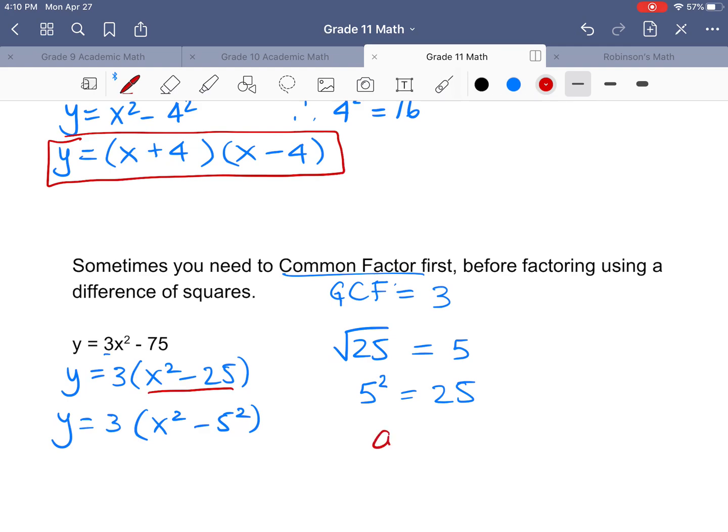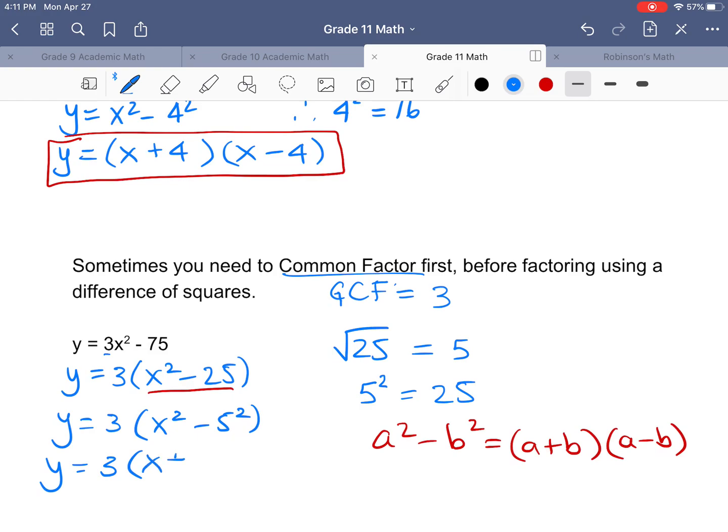So now we have that situation where we can see that pattern of a squared minus b squared, and now we're going to factor it into a plus b times a minus b. Or in this case, we're going to be using our x's and our 5's. So y is equal to 3 times x plus 5 times x minus 5. And that is our final answer.